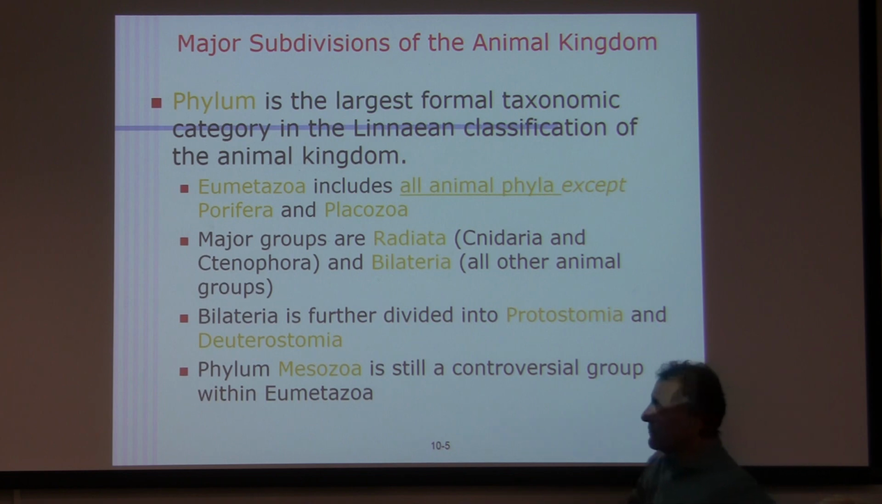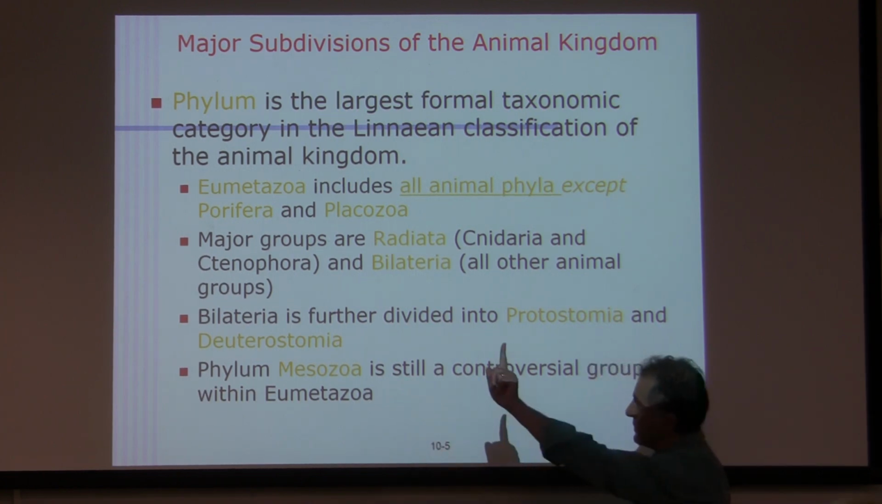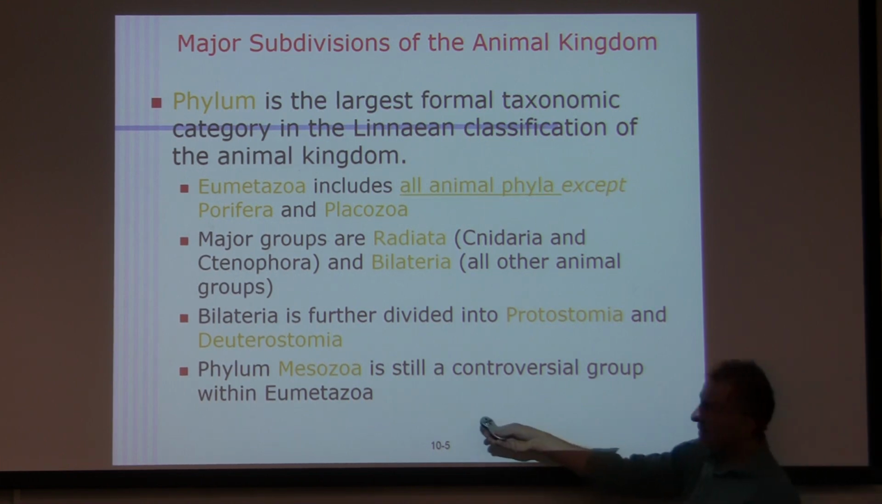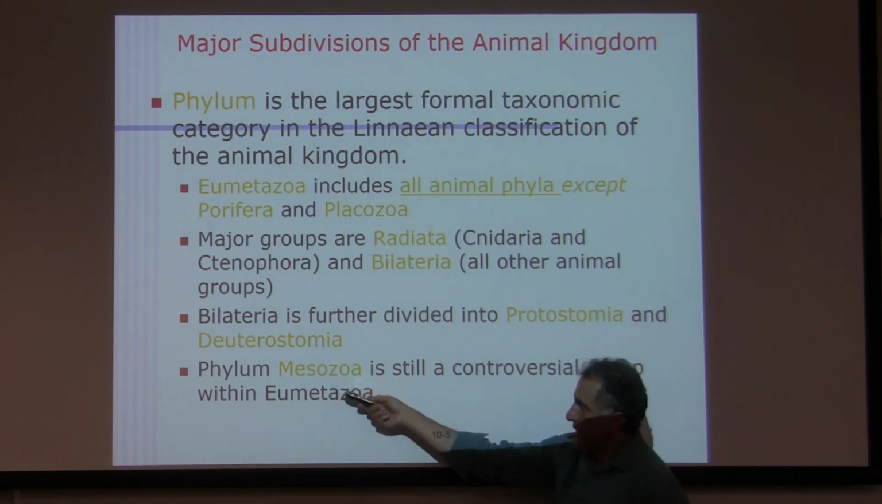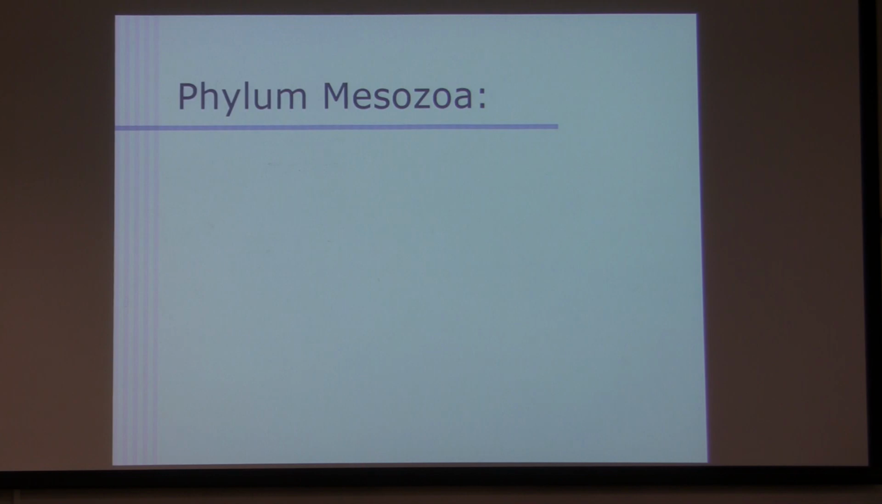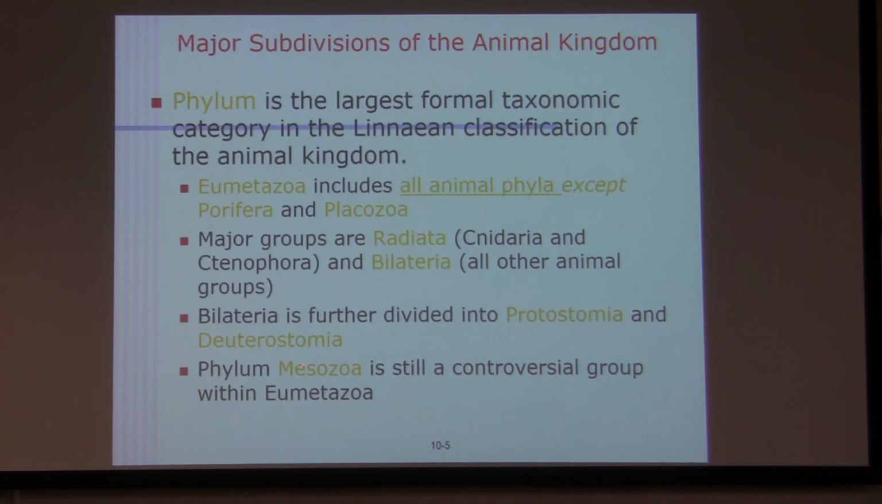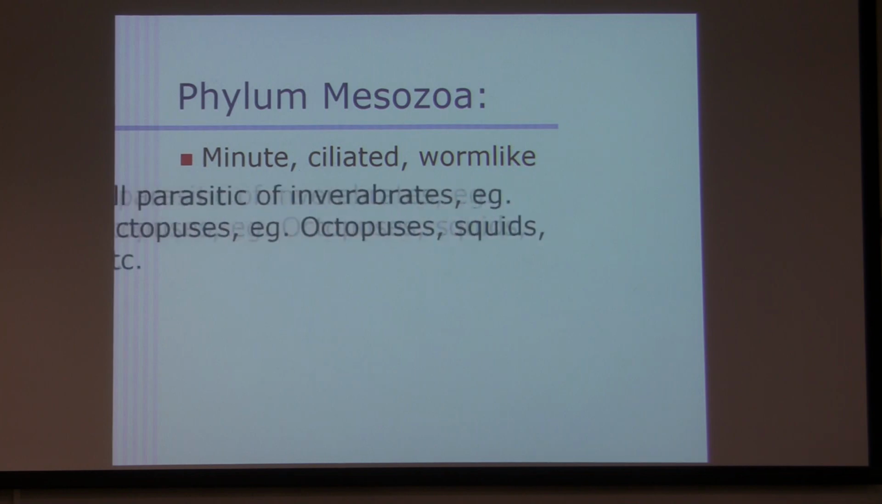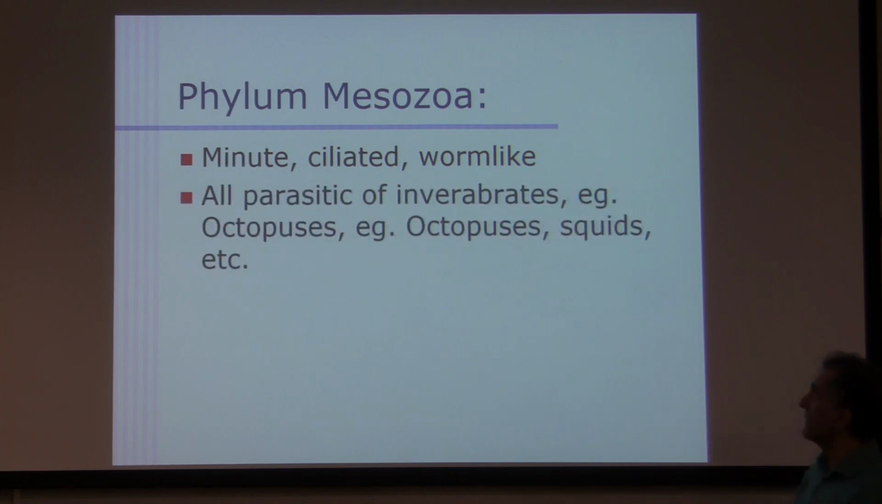And then the Mesozoa, which I only have maybe one or two slides on, is still a controversial group within Eumetazoa. Some scientists would still like to argue about them. But anyhow, phylum Mesozoa: they are very small animals, ciliated and worm-like, vermivore. And they are all parasites of invertebrates, for example octopus and squid.